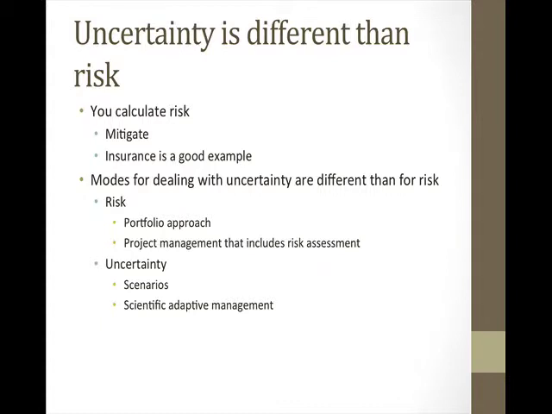It's an important concept in this class that uncertainty is different than risk. And you might hear these terms used interchangeably in other contexts. We're going to use them differently. So you can calculate risk, and one way to mitigate risk is to decrease your risk factors or find a way to cover those risk factors. So insurance is a good example. When there's well-known risks, you pay more or less insurance depending on your risk factors.